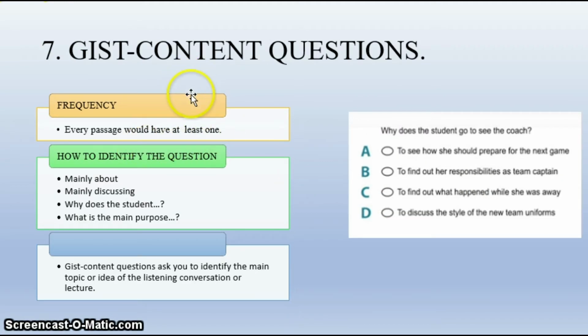In the gist content questions, you will see on every passage maybe one of this type of question. How to identify it? On the question you will find the keywords mainly about, mainly discuss, what does the student or the teacher maybe, what is the main purpose. The gist content question asks you to identify the main topic or idea of the listening conversation or lecture. You can see the example.